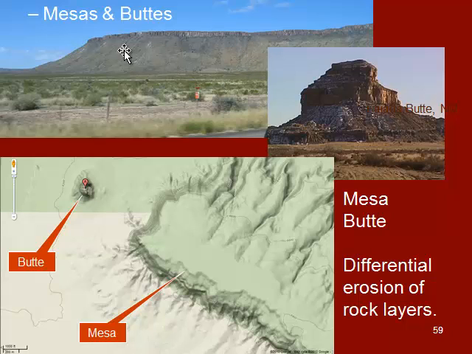Those layers would be easier to break down and easier to erode. So they are producing this low slope, whereas the resistant layer produces a steeper slope. And here you can see a butte where we've got steep sides. These are our resistant layers, and then the gradual slopes would be the ones that erode much easier. So those are mesas and buttes.